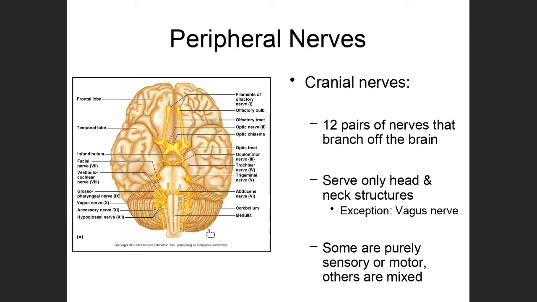So these are paired nerves that branch directly off of the brain. Some of these nerves are purely sensory, some are motor, others are mixed. In the activity that you're going to do with this folder, you're going to have an opportunity to learn their names. Very often they're just represented by numbers, so you'll learn those as well, and you'll learn a little bit about the function of these cranial nerves.